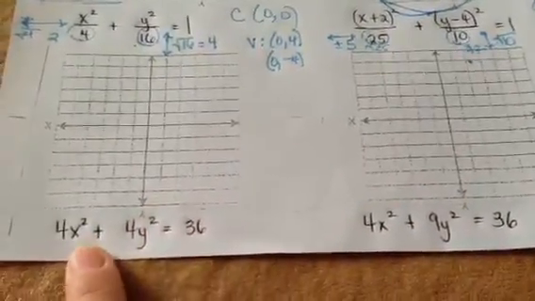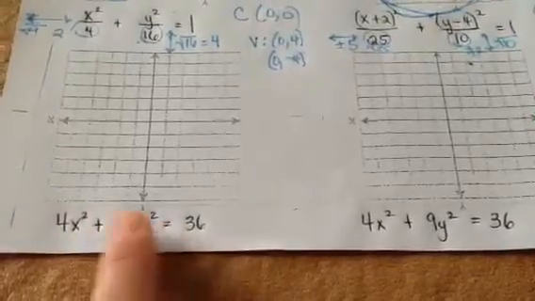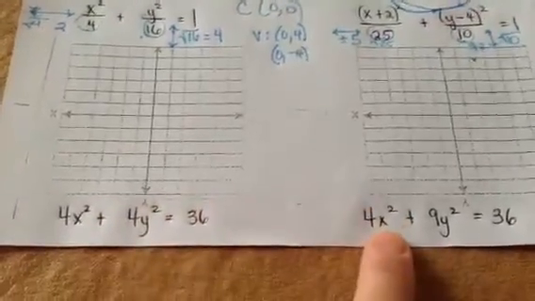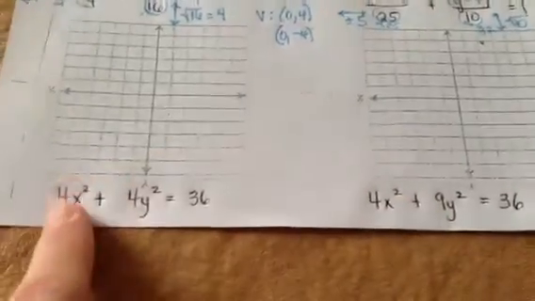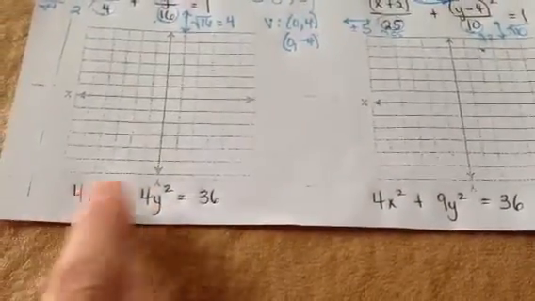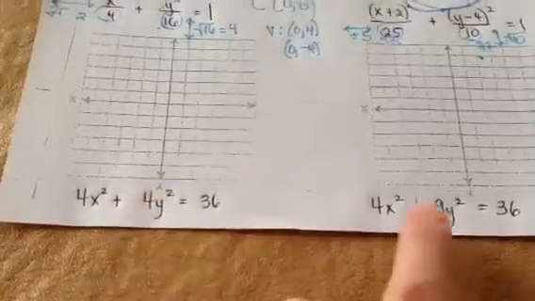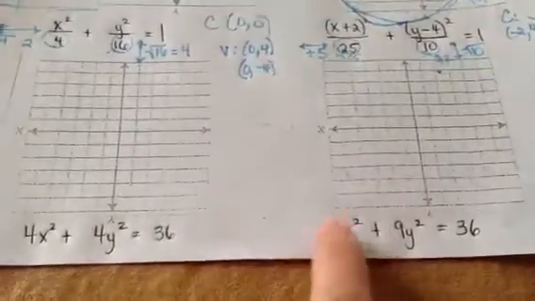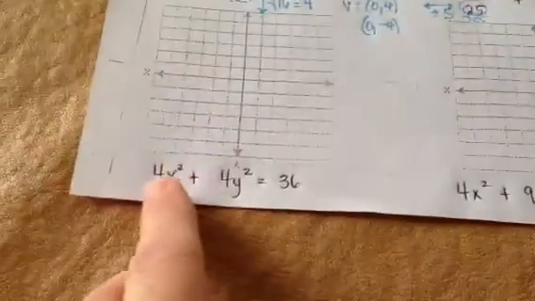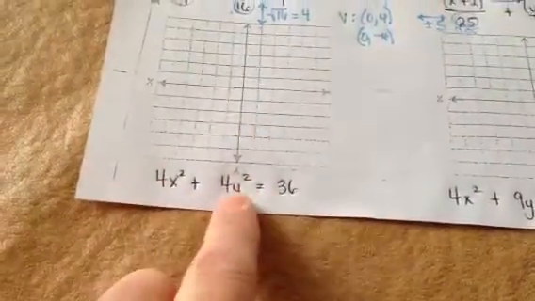This one is a circle, and I'll tell you how you know. First of all, both of them are squared and you're adding. Same thing here. Both the x and the y are squared and you're adding. Do you see how these numbers are the same? They're both equal to 4, but yet these numbers are different. So this one's an ellipse because my numbers are different. This one would be a circle because my numbers are the same. So when you get a tricky one, that's what you go by.